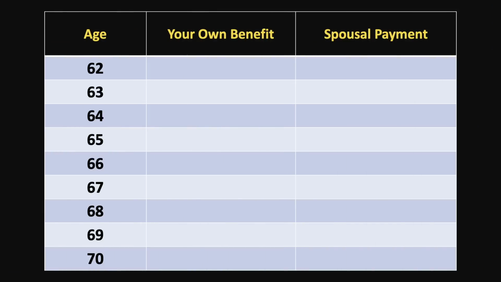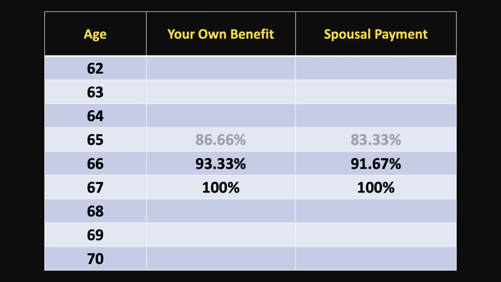If you look at this chart, you'll see your age followed by a column that shows the reductions or increases to your own benefit, and then the column on the far right shows the reductions or increases to your spousal payment. So let's make the assumption that your full retirement age is 67. At that age, you would receive 100% of your own benefit, and you would also receive 100% of your spousal amount. If you file 1 year early at 66, you would receive 93 1/3% of your benefit, and 91 2/3% of your spousal amount.